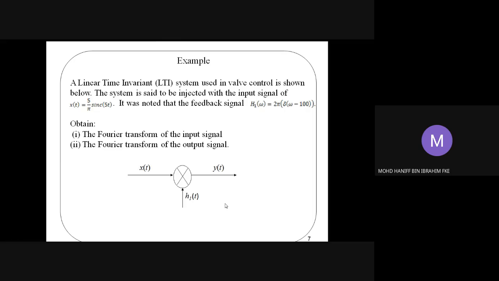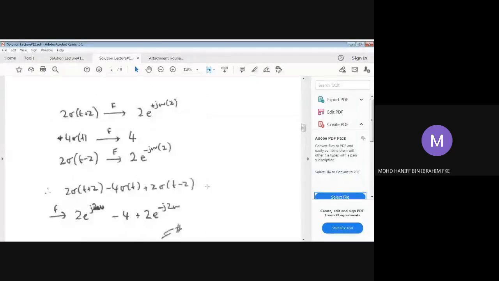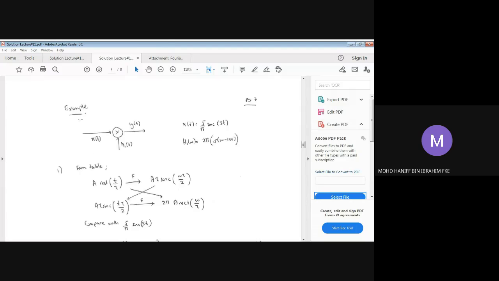Okay, so let us see what the solution for this example should be. Okay, this is the one. Let's have a look. All right, so this is the case. I sketched the diagram for you. We are given this information: x(t) as the input, and H1(omega) is the Fourier transform of h1(t). From the table, we need to find the Fourier transform for this x(t) function, which is sinc 5t. So let us have a look at this table.